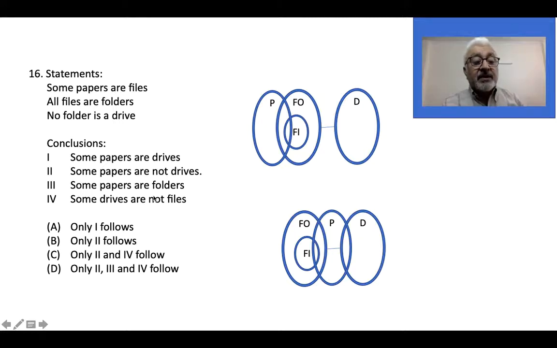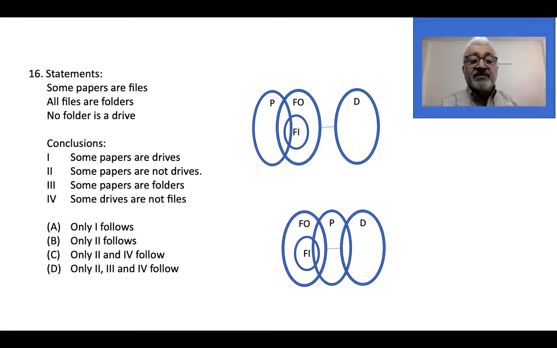What about the third one? Some papers are folders. Are you sure some papers are folders? Papers are overlapping with files, and that portion is also a part of folders. Therefore, they will always continue to overlap with folders. So, papers and folders will continue to overlap always. They've done it here also in this part. Therefore, the third is also true. The second is true. The third is also true.